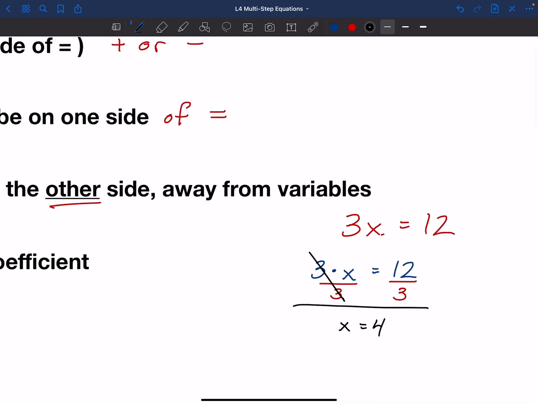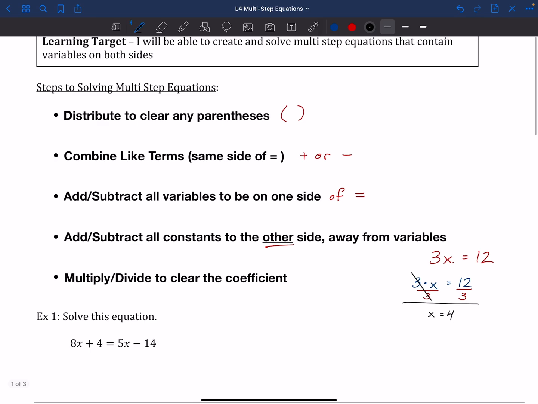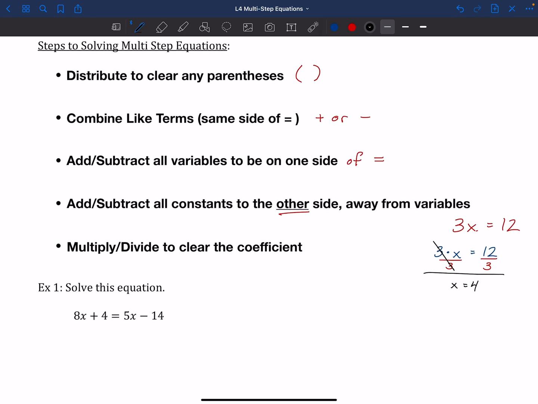These are the steps we want to be thinking through. Sometimes we won't need to do every step. Sometimes we might not have any parentheses to distribute and might not have any like terms to combine, and then we only have to worry about these last 3 steps. So don't be freaked out and think every problem is going to take 4 hours. We don't need to do every step every time.